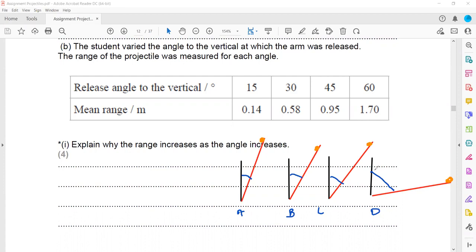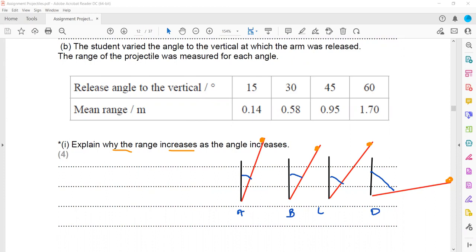So the range of the projectile will also increase. So the question, and it's a 4-mark: explain why the range increases as the angle increases. So what are the points you will mention? Number one, as we increase the angle, the elastic rubber band will deform more, so a greater amount of elastic strain energy is stored.